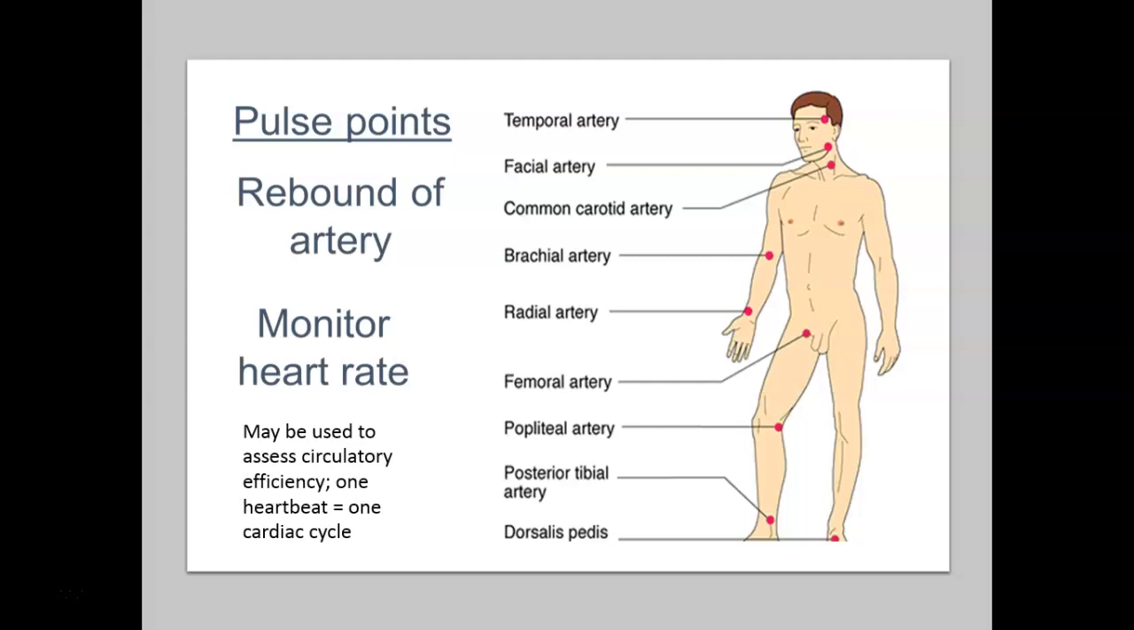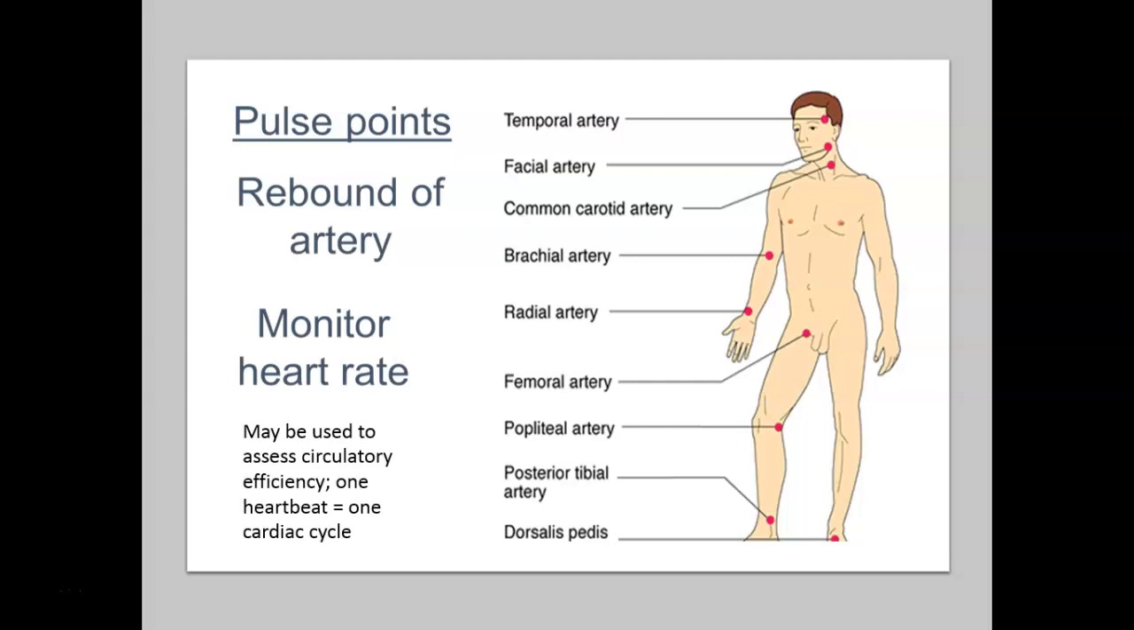So the temporal, facial, carotid, brachial, radial, femoral, popliteal, posterior tibial, and dorsalis pedis are some of the ones that are most easily palpated. And by feeling that rebound of the artery as the blood is pushed out through that artery and the artery expands and then rebounds or recoils, you can monitor heart rate. The most common of these, of course, is the radial artery. You've probably all had or performed a pulse check using the radial artery, and also the carotid artery is very common as well.